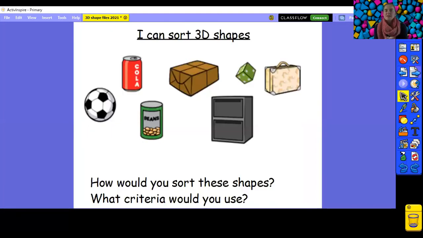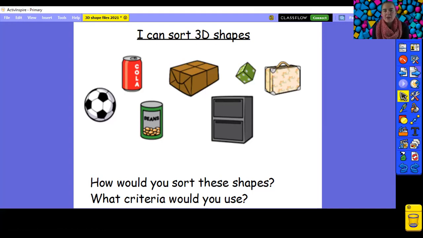So today we're going to be looking at sorting 3D shapes using what we know about their properties. So we're going to be thinking about their faces, their edges, their vertices. And we've sent you some pictures and the same pictures are on the screen. So you can cut the pictures out that you've got at home because we'd like you to sort them. The questions are, how would you sort these shapes and what criteria would you use? Now, there's lots of different ways that you could sort these shapes, so there's not one answer for this. So have a go at sorting these shapes, thinking about faces, vertices and edges.